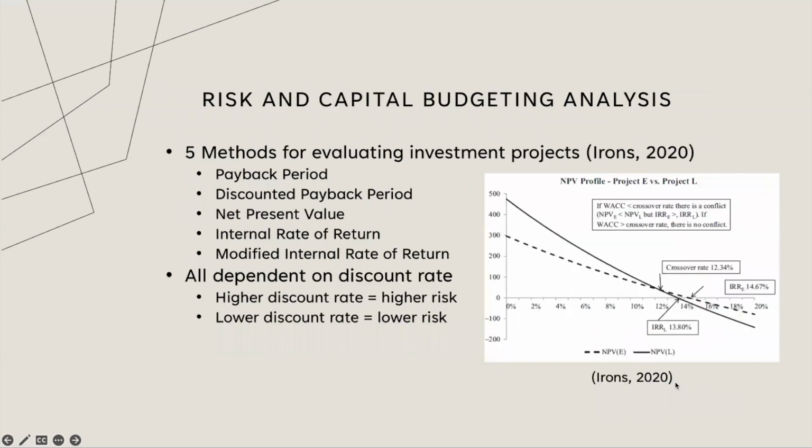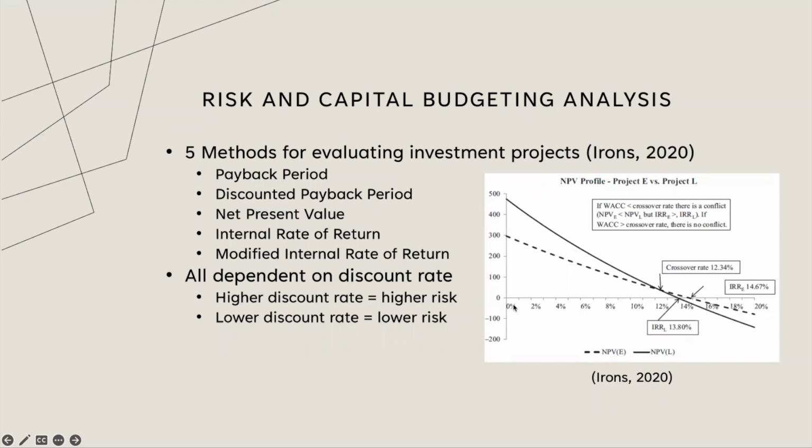Now that we know how to conduct a sensitivity analysis, let's talk about how this can be used in capital budgeting. There are 5 major methods for evaluating investment projects, shown here. All of these are dependent on discount rate. Projects with a higher discount rate will have more risk, while projects with a lower discount rate will have less risk. You can see this visually on our NPV curve for both projects.